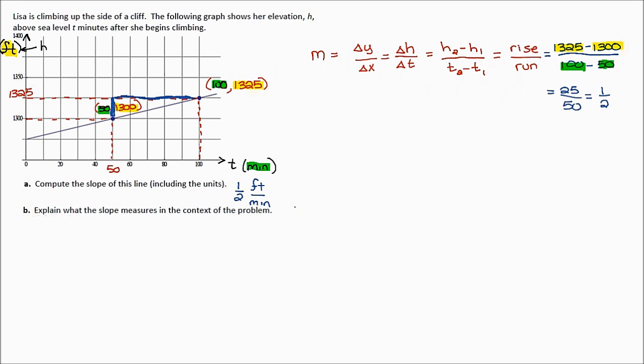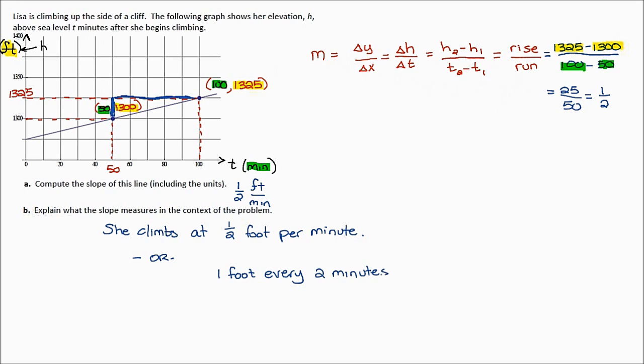Explain what the slope measures in the context of this problem. Well, she's climbing the side of a cliff. The slope of a line is also known as a rate of change. It tells us how fast she's going. She climbs, there's a couple ways you could write this, 1/2 foot per minute. That's perfectly acceptable. That's called the unit slope. Or you could write, she climbs at 1 foot every 2 minutes. Both are perfectly acceptable.